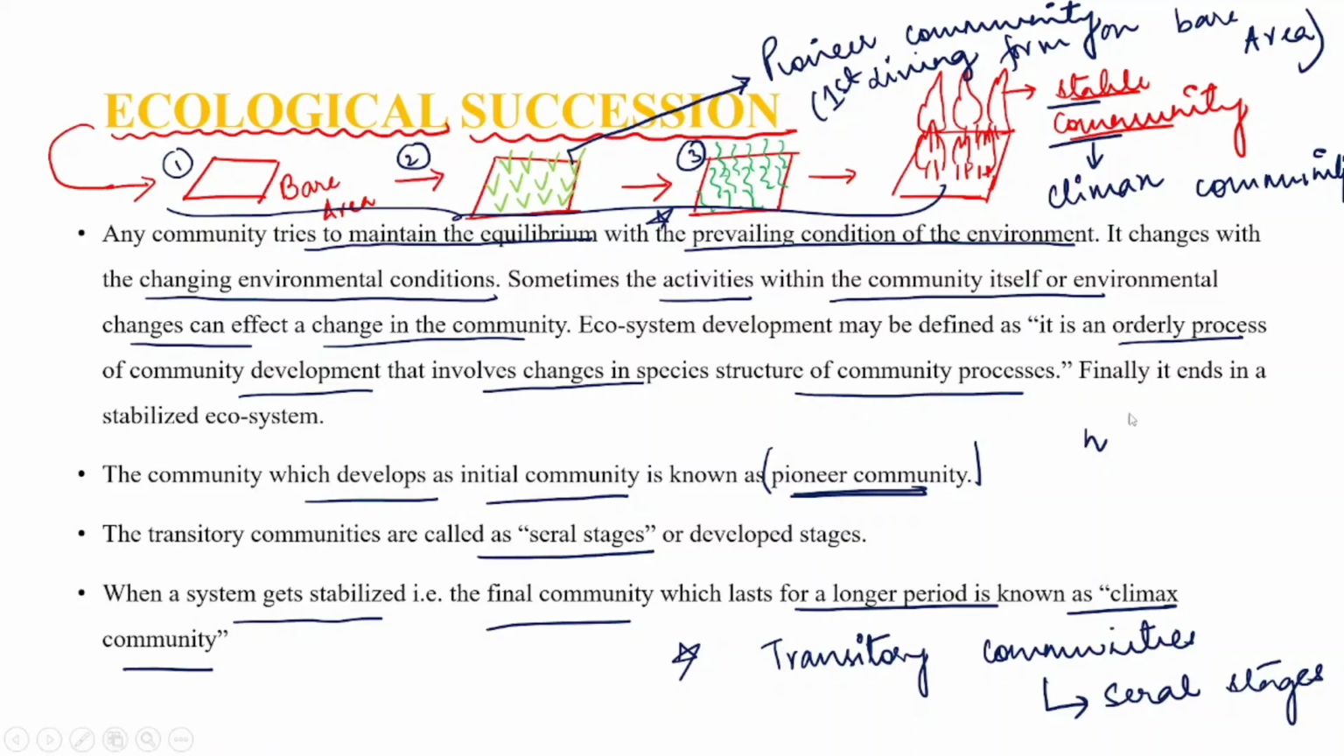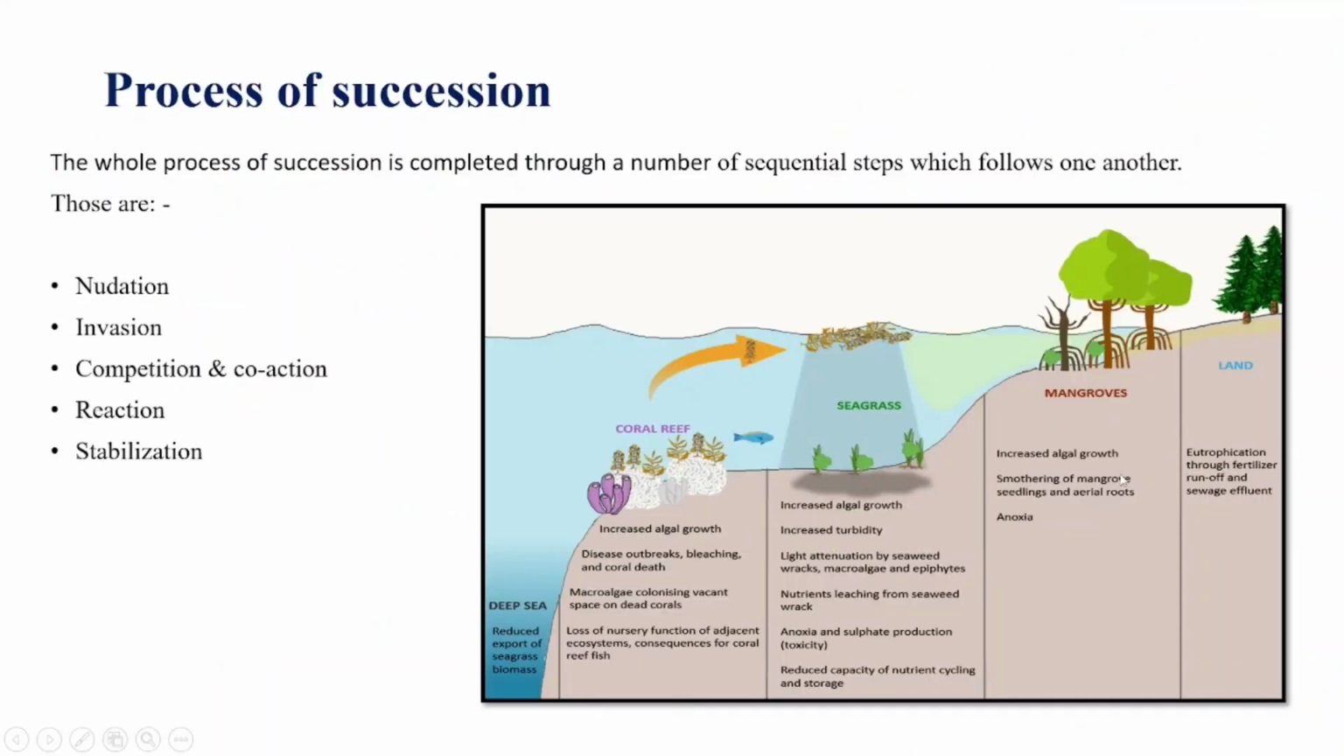So if you see, this is what we call ecological succession. Now if we check the process of succession, how it works, the steps of succession, how it develops, how succession happens. The process of succession, we define it with the help of a few steps. First is nudation. Nudation means what? Development of bare area. Nudation is a process of development of bare area, right?